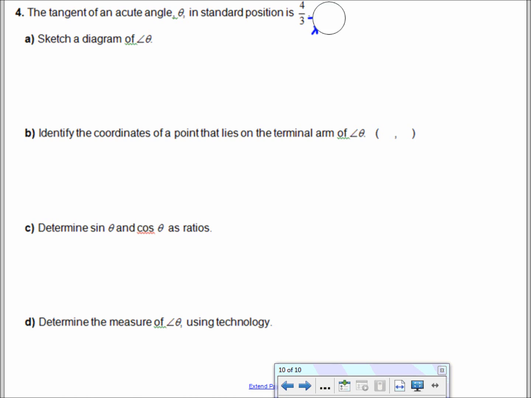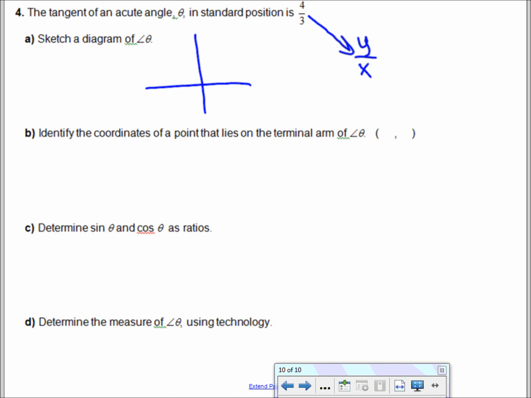Sorry, this is y over x. Does everyone agree with that? So therefore, without having a diagram or anything, we know what our values are. It's saying acute, meaning it's a less than 90-degree angle, so it's going to be in quadrant 1. It's going to fall in quadrant 1.